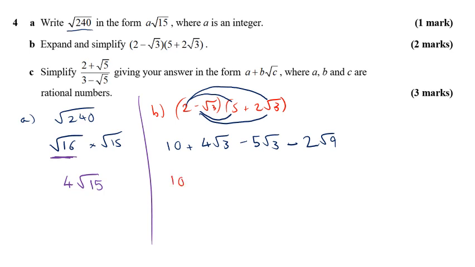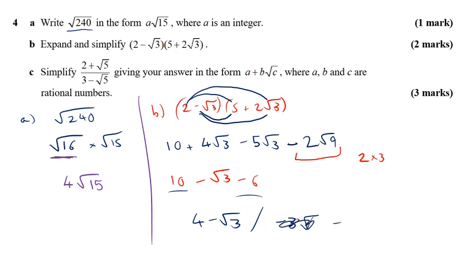Now after that, let's begin simplifying what we've got. So we've got 10. 4 root 3 minus 5 root 3 is just minus root 3, or minus 1 root 3. And then this term: we've got 2 lots of root 9. Now that's the same as saying 2 lots of 3, which is 6. And then, finally, just simplifying what we've got here, 10 take away 6 is 4. So it's 4 minus root 3. Alternatively, you could write this as minus root 3 plus 4.